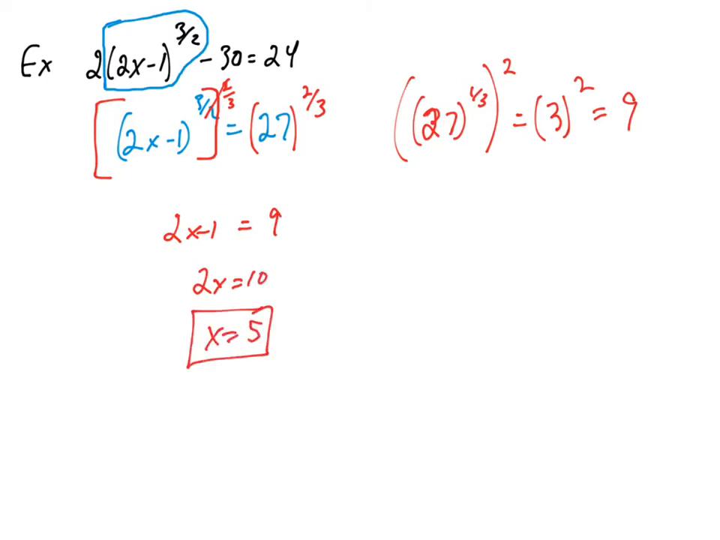And it's not necessary to check this answer because when we raised both sides to the 2/3, we didn't actually multiply anything by the variable. We were just working with constants on the right hand side, and on the left hand side we didn't actually do any multiplying. The exponents just canceled. So as long as our algebra is correct, 5 should be a correct answer here.